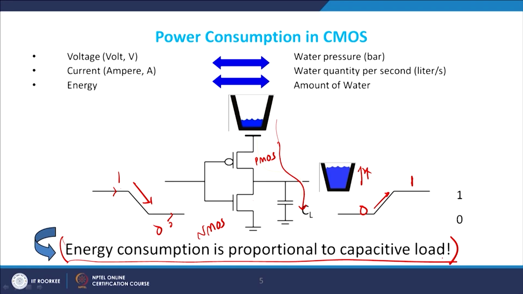So, if you want to reduce your energy, reduce your capacitive load. Once you do that, you require less charge, and less charge will therefore be discharged from the VDD rail, and you will have a lower energy profile available with you, but otherwise it will remain in a larger state, right.